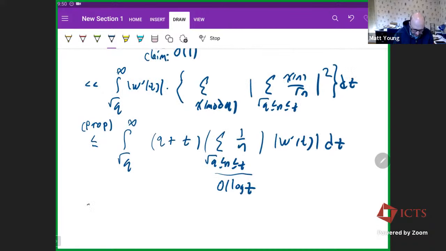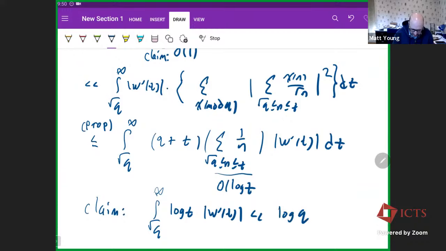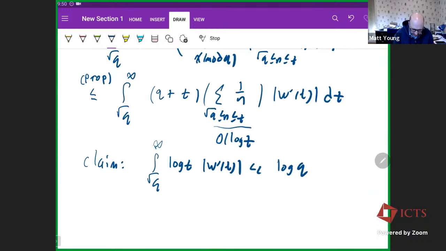This sum is big O of log t, and so now I claim that the integral from root q to infinity of log t times the absolute value of w prime of t is big O of log q. And I also want to claim that if I integrate from root q to infinity t times the absolute value of w prime of t dt, also with the log t, that's big O of q log q. Actually, it should be root q log q.